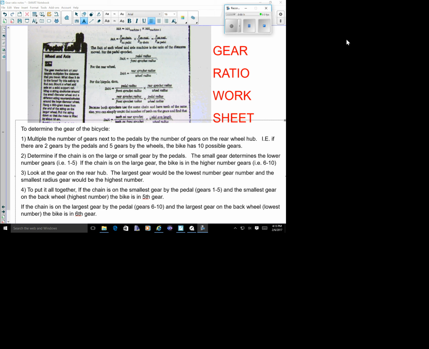Feel free to stop this at any time so you can write down those four notes that you see down here as far as determining what gear a bicycle's in. First thing you're going to do is look at the number of gears that they have up by the pedals. So you look at your pedals and let's say there's 2 sprockets up there.